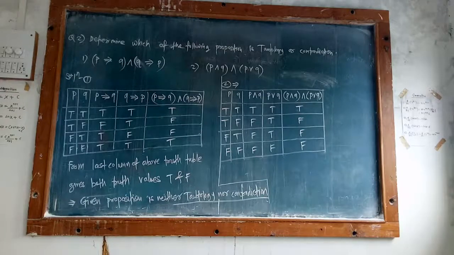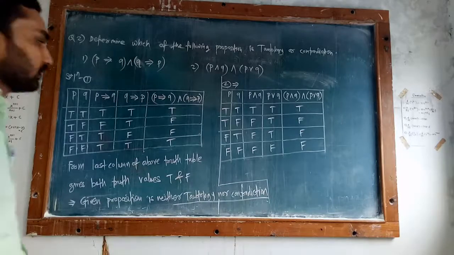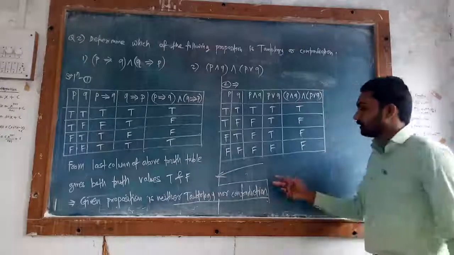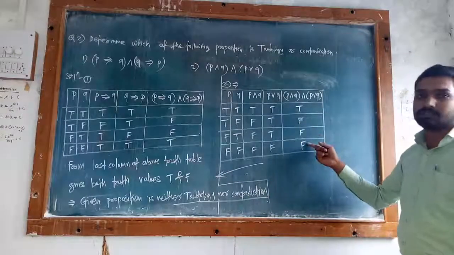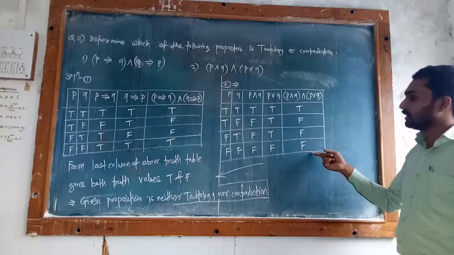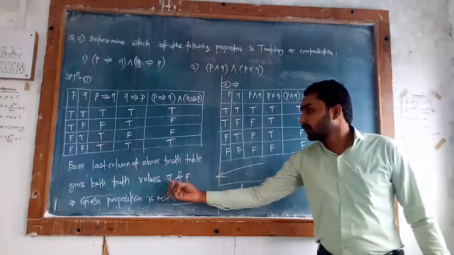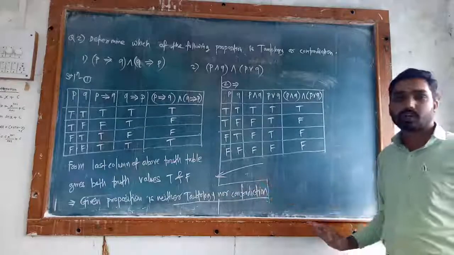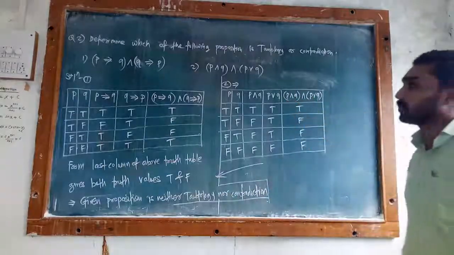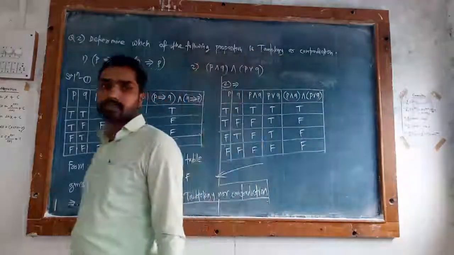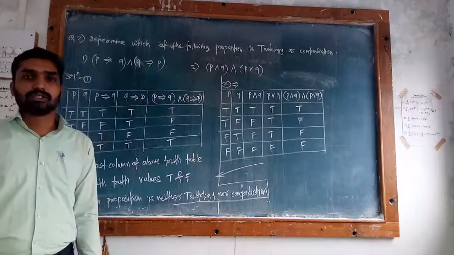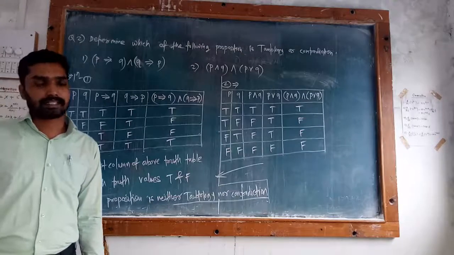The same result holds here. From the last column of the above truth table, we get both truth values, T and F. So the given proposition is neither a tautology nor a contradiction, for both propositions. Okay, I hope all the examples of today's lecture are understood. The remaining part we will study in the next lecture. Thank you.